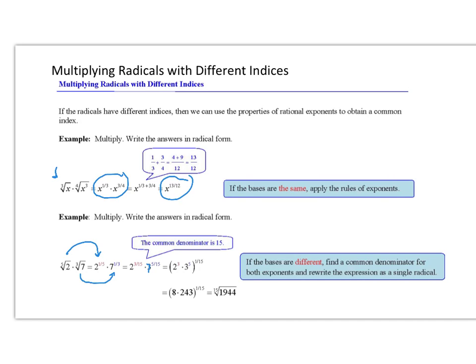In this case, we have to get the same denominator, and 15 is the least common denominator. So we'll have 3/15 for the 2, and then 5/15 for the 7. This should be 7 raised to the 5th power times 2 to the 3rd, and it's all under the 15th root.